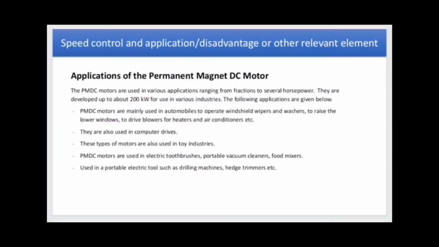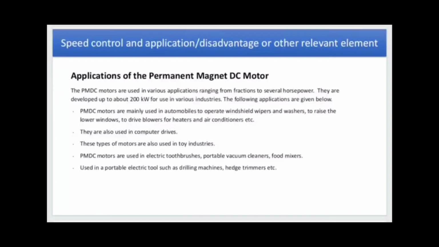Application of the permanent magnet DC motor. The PMDC motors are used in various applications ranging from fractional to several horsepower. They are developed up to about 200 kW for use in various industries. The following applications are given below.